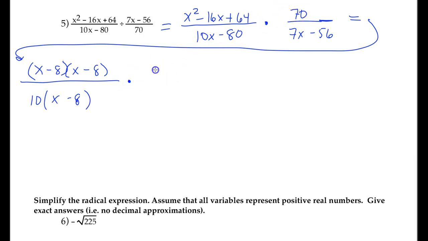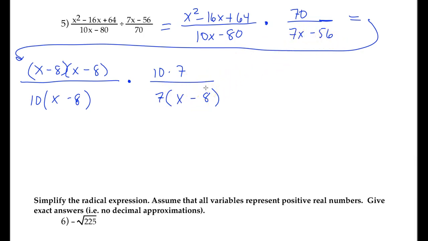We know that 70 is just 10 times 7. And here, 7 and 56 both have a common factor of 7. And when we factor that out, it ends up being x minus 8 on the inside, because 7 times x is 7x. 7 times a negative 8 is a negative 56.